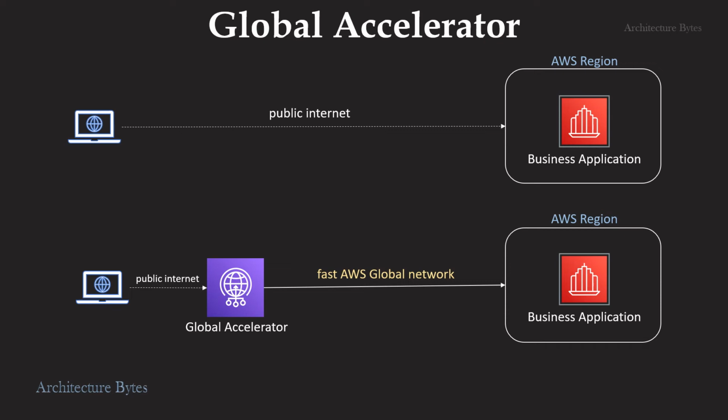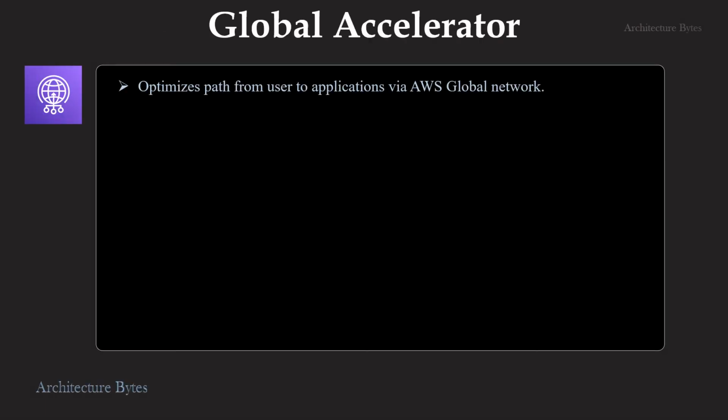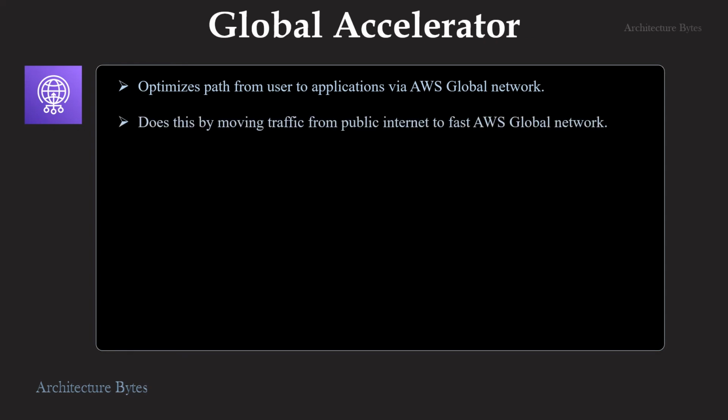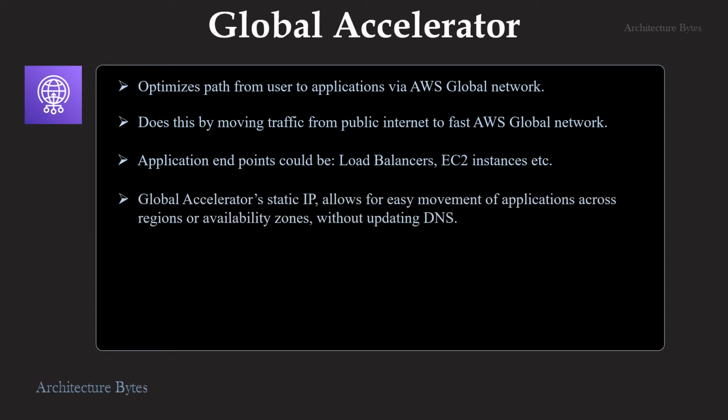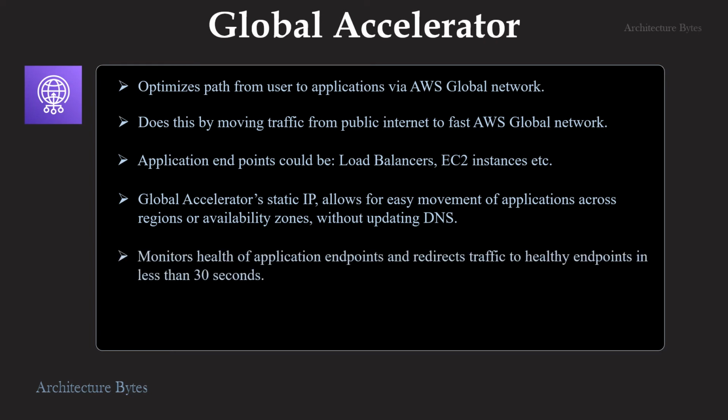Therefore, it is a service to improve availability and performance of internet applications. Global Accelerator optimizes path from user to applications via AWS Global Network. It does this by moving traffic from public internet to fast AWS Global Network. Application endpoints could be load balancers, EC2 instances, etc. Global Accelerator's static IP allows for easy movement of applications across regions or availability zones without updating DNS. It monitors health of application endpoints and redirects traffic to healthy endpoints in less than 30 seconds.